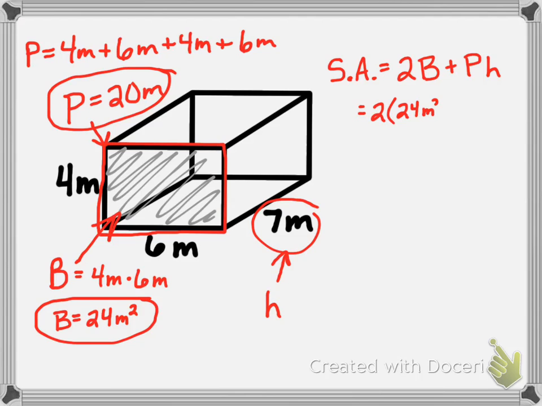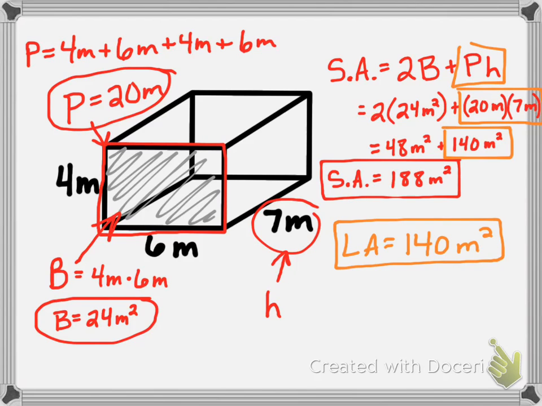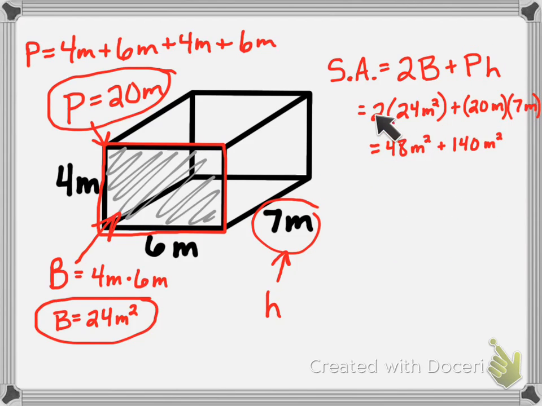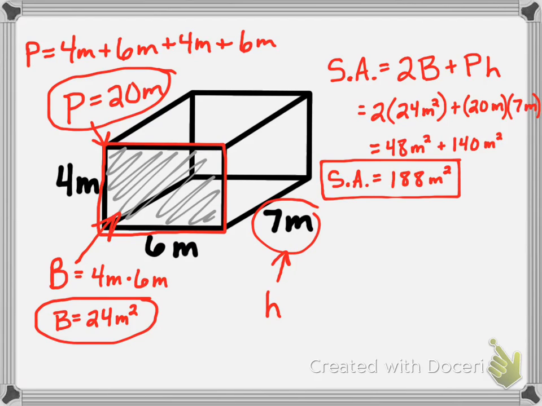Okay, 2 times 24 meters squared plus 20 meters times 7 meters. So then I can just multiply. I get 48 meters squared plus 140 meters squared. Okay, because I did 2 times 24 and got 48, and I did 20 times 7 and got 140. And also on this one it was meters times meters, so I got meters squared. So then I can add those together, and I get 188 meters squared. So the surface area of this prism is 188 meters squared. Alright?